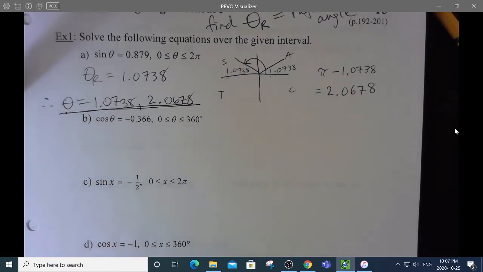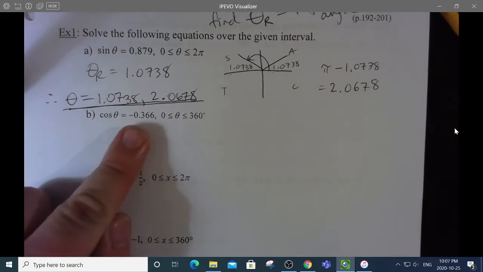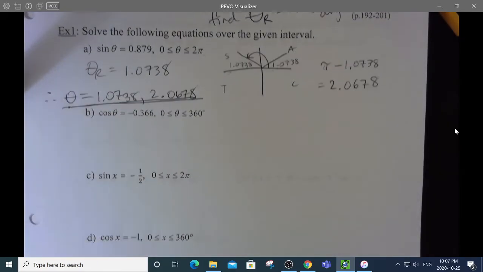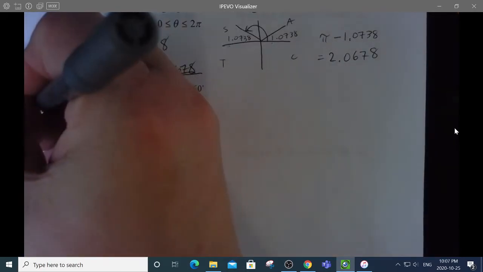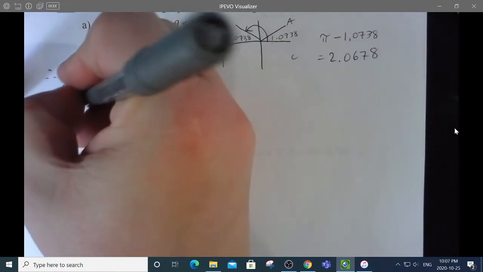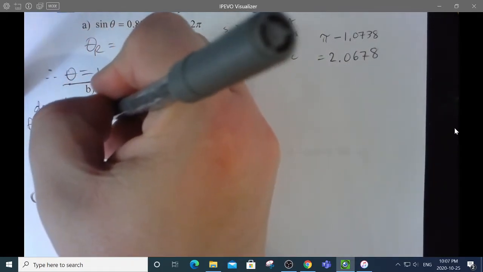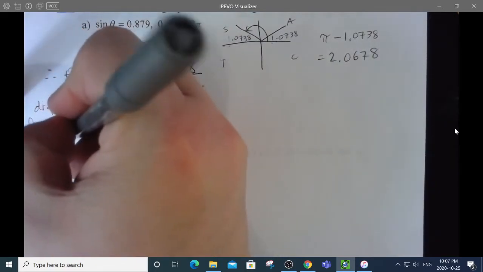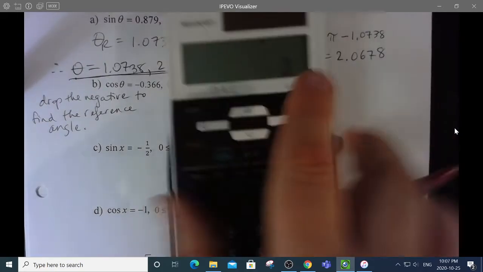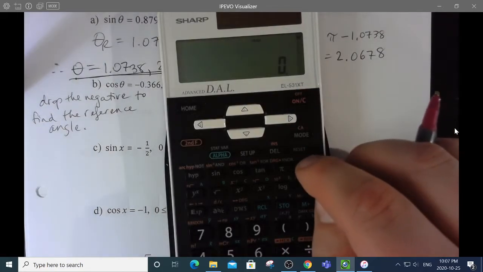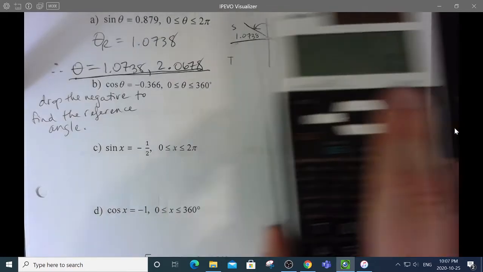Okay, this reference angle stuff is especially important when you have negatives, because calculators don't always handle inverse cosine, inverse sine, and inverse tan of negatives properly. So step one is drop the negative, I'll write this in words, to find the reference angle. Notice that this one's back in degrees, so I'm going to go back to my calculator and switch back to degrees, and then I'm going to find my reference angle.